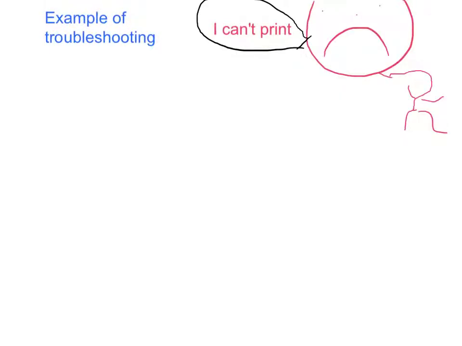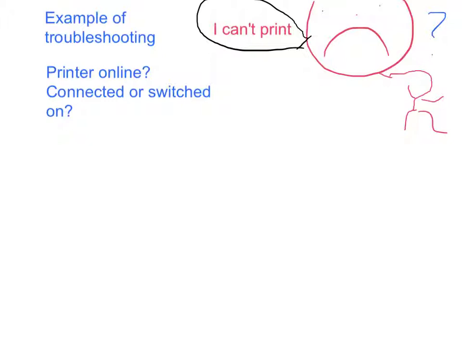So here's an example of troubleshooting. We're going to have a go at looking at the potential problems that could be associated with a failure to print, so an inability to print. So there we have it. This person cannot print, so what are we going to do to help them? Is the printer online, i.e., is it switched on? Is it connected to the network? Having resolved that, we might have a look and see, is there paper and ink in the printer?